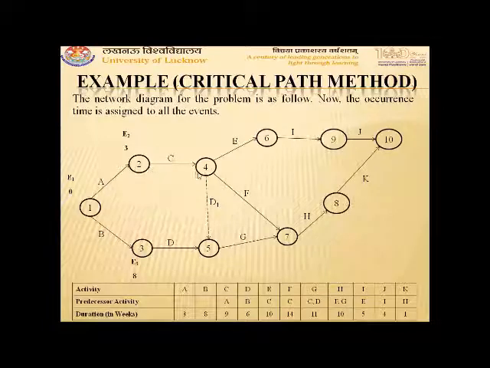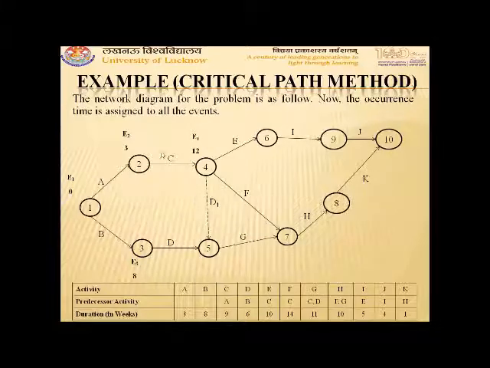Now we come to C. Its duration is 9 weeks. So we add 9 to E2, which will give the earliest occurrence time for E4, that is 12.